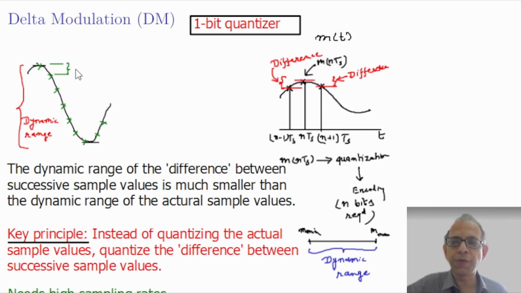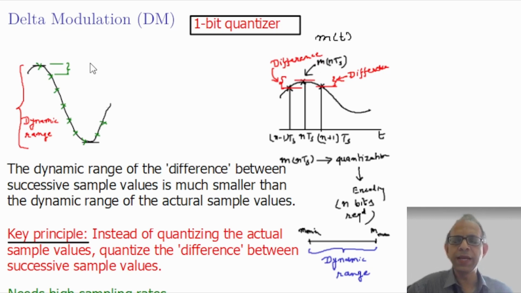Once that is ensured, the difference indeed is quantized using just 1 bit, as we will see shortly. If the difference between the quantized value and the actual value is positive, we encode it using, say, bit 1, and if the difference is negative, we encode it as bit 0.